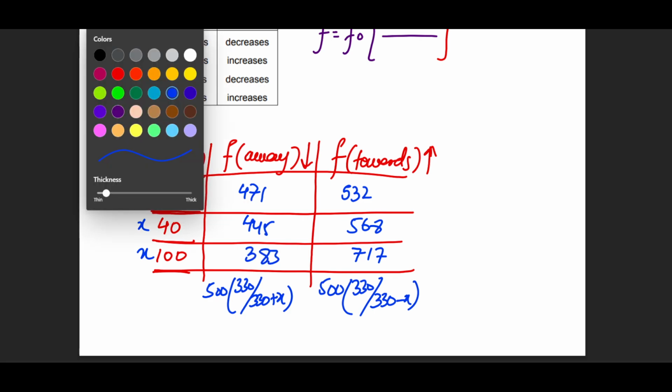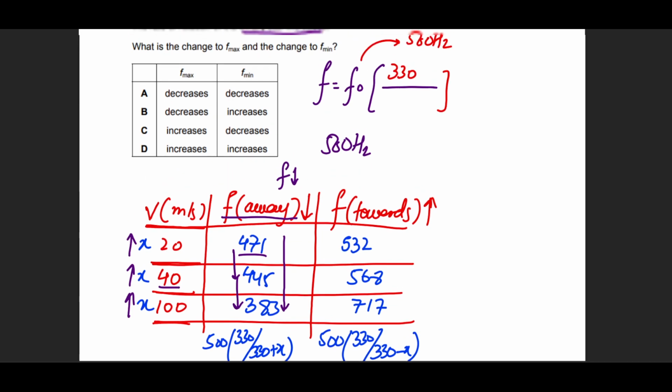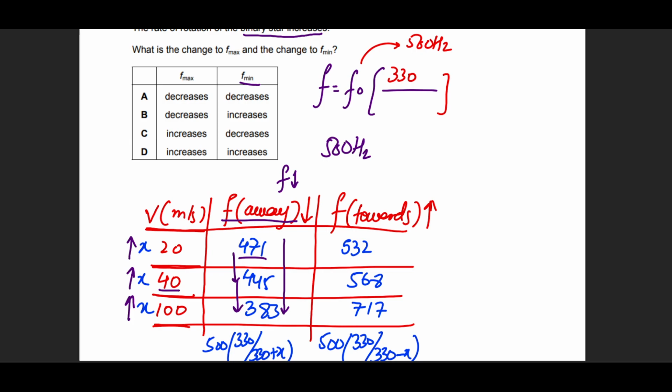Now notice what is happening. As you increase the speed from 20 to 40 to 100, the frequency that was supposed to drop down, the frequency that is supposed to be less, is decreasing even more. It has already reduced from the standard frequency of 500 to 471, but if you're moving faster, then it is going to reduce even more. If you're moving faster still, it's going to reduce even more. So for the minimum frequency, I feel that it's going to decrease even more than before.